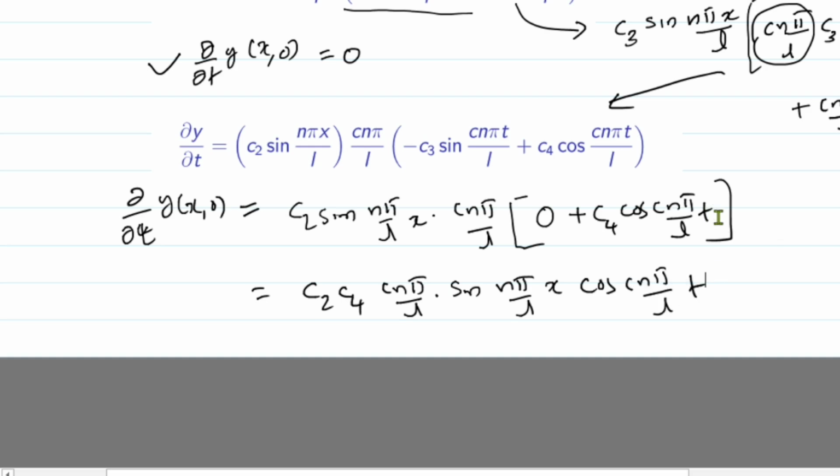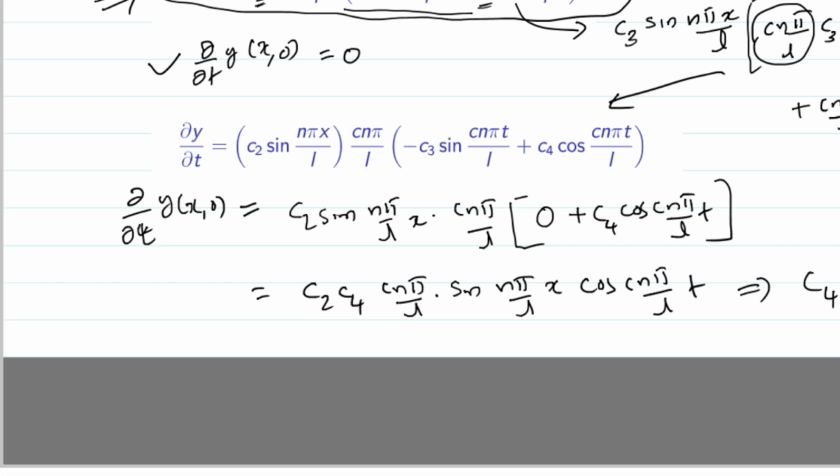Here, when you see, the most recent equation is this one. In this, if you put c4 equal to 0, nothing happens. But if you put c2 equal to 0, what will happen? This whole term will become 0. So the only possibility is c4 equal to 0. We will do the next step on the next slide.